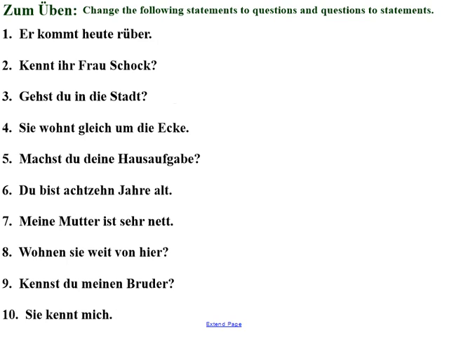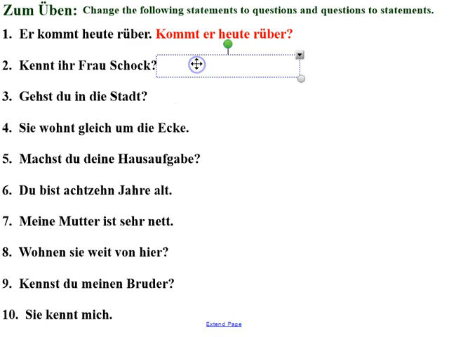Nummer eins. Er kommt heute rüber. He is coming over today. Could change to kommt er heute rüber? Is he coming over today? Two. Kennt ihr Frau Schock? changes to ihr kennt Frau Schock, and that goes from do you know Mrs. Schock to you know Mrs. Schock. Three. Gehst du in die Stadt?